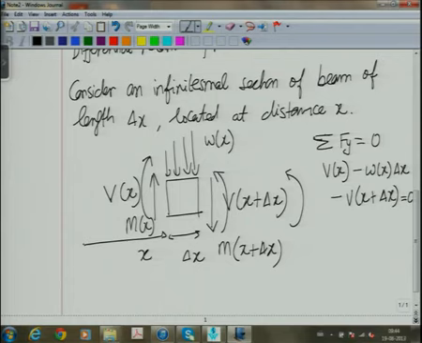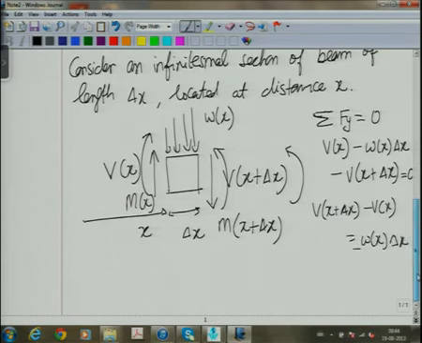Is that clear? We have taken all the forces. So V of x minus V of x plus delta x minus W of x delta x is equal to 0. So when we write this, we can write this as V of x plus delta x minus V of x is equal to, let's take V of x on the other side, is equal to minus W of x delta x.